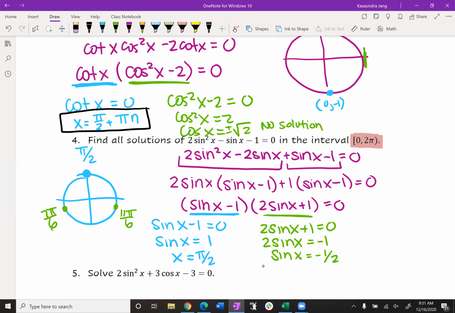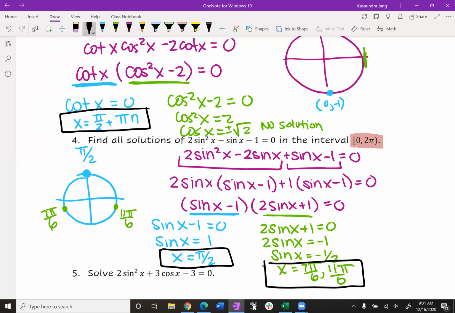All right, so I have 2 spots for this. My x in this case is 7 pi/6 and 11 pi/6. And I just wanted the ones between 0 and 2 pi. I'm not going to repeat it, I'm not going to put plus 2 pi n or anything like that. These are my final answers. I've got 1, 2, 3 angles as my final answer.